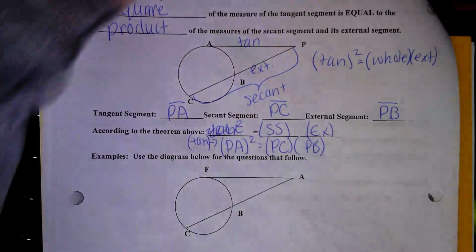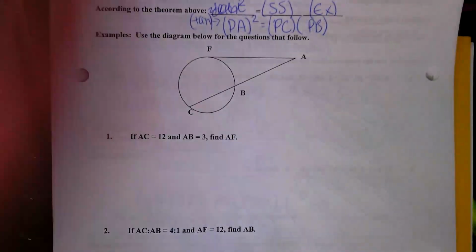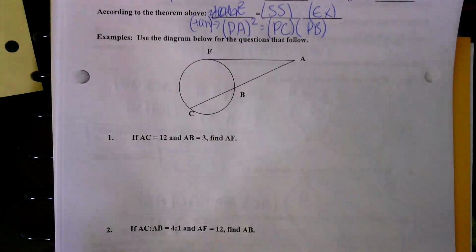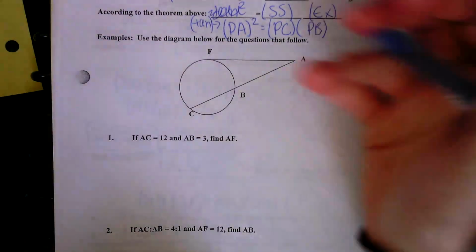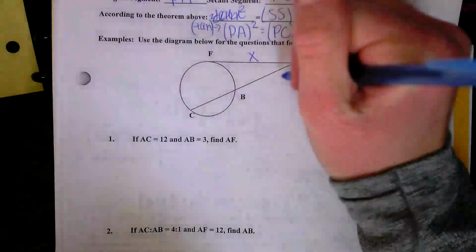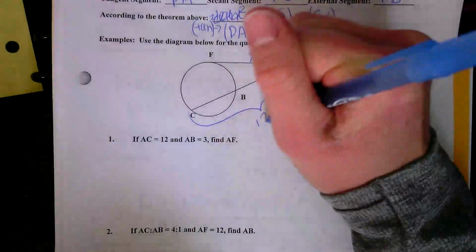All right, so let's do a couple of examples. So we're going to use this diagram. So let's do number 1. So if AC is equal to 12 and AB is equal to 3, then we need to find AF. Okay, so we need to find this. AB is 3, and this whole thing is 12.